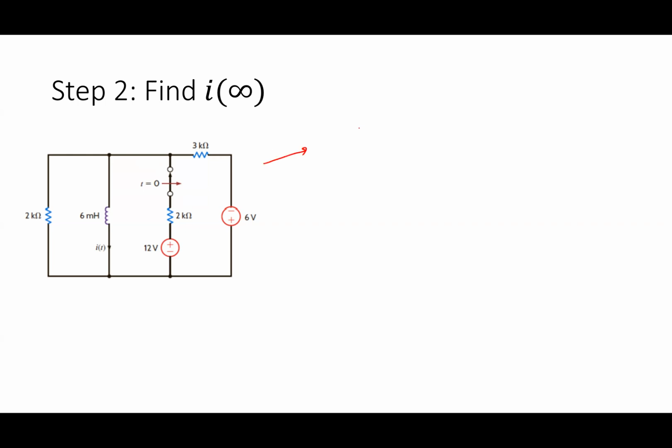Well, I have the 2K, that's there no matter what. What do I do with the inductor that's in parallel with that 2K? Short it, because I'm talking about steady state. Now the current's still going this direction. I'll say IL of infinity is there. What do I do with that next branch with the 2K and the 12 volts?